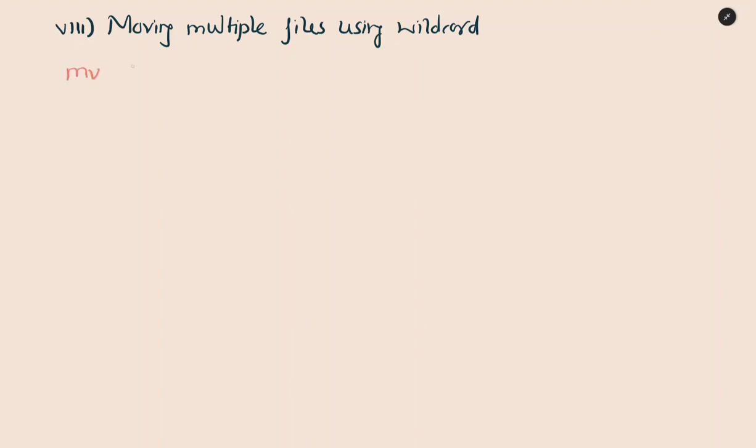mv *.txt /home/manish/desktop. So this command will match every .txt file in the current directory and move them all to the destination in one go. So if you have file1.txt, file2.txt, file3.txt, or any other file which ends with .txt, they all will be moved to the desktop folder with this single command.